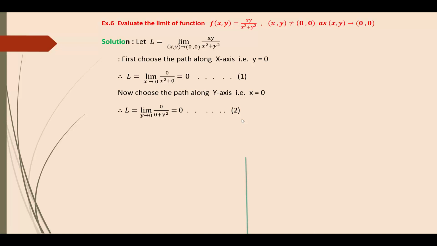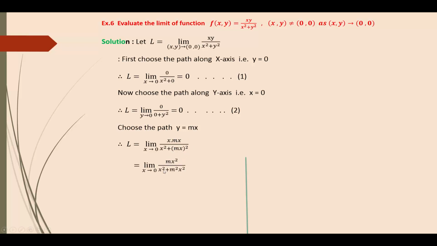Now choose the path y equal to mx. So given limit in terms of x only. So L equal to limit as x tends to 0, x. Put the value of y as mx upon x square plus value of y is mx bracket square is equal to limit as x tends to 0.